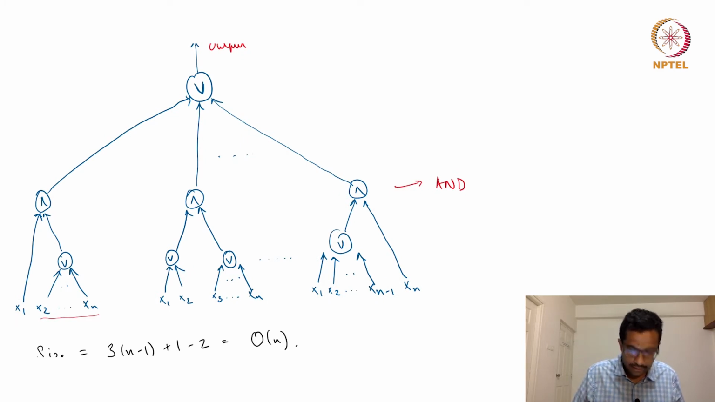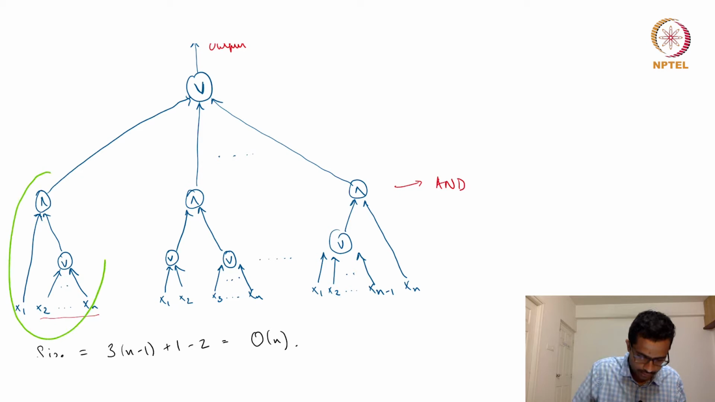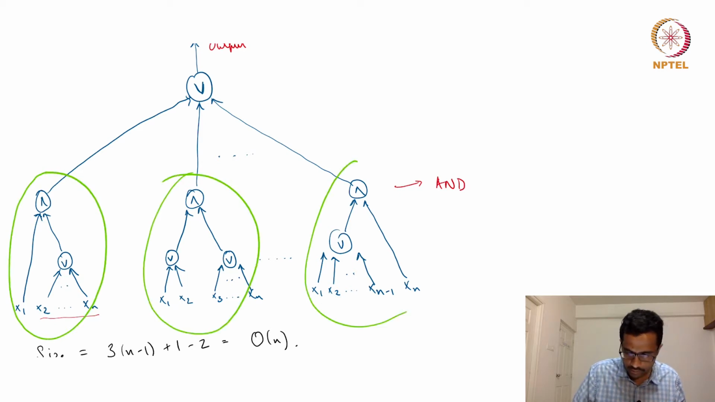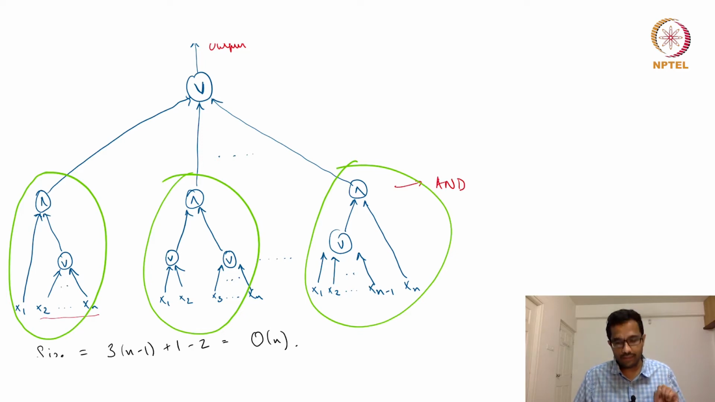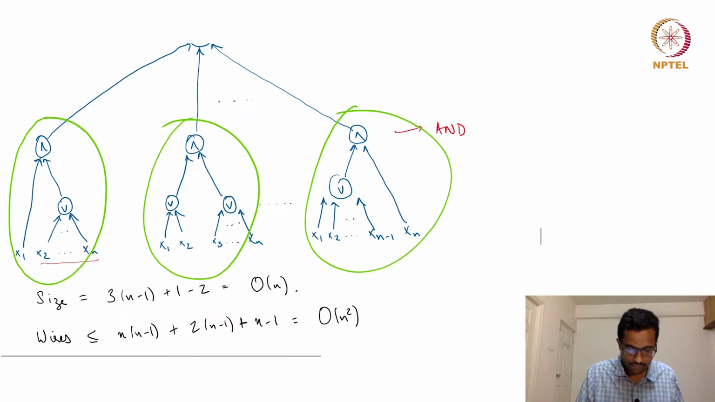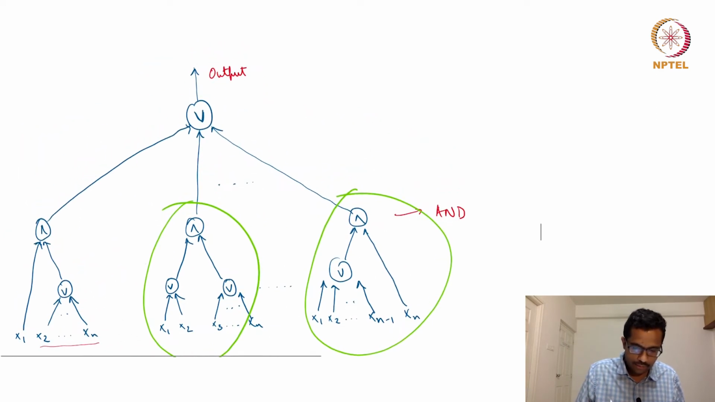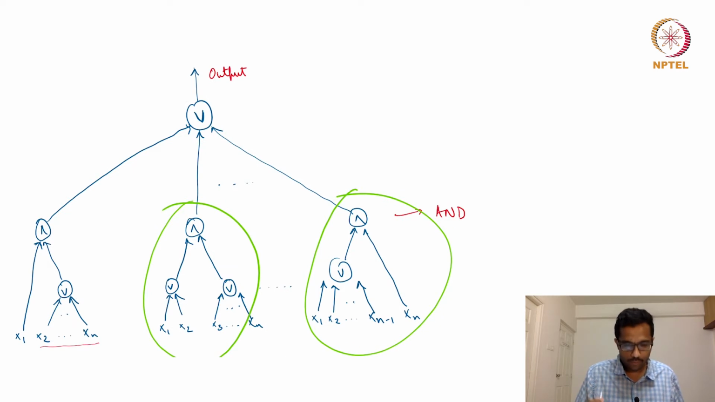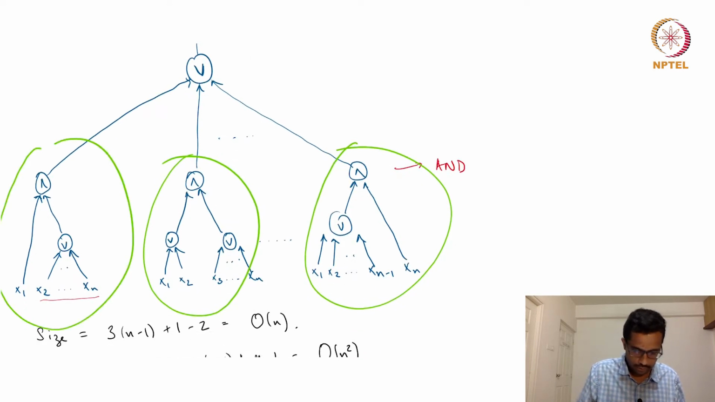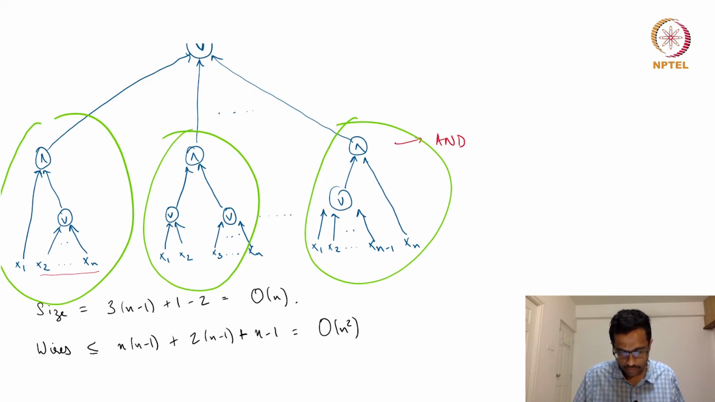There are n minus 1 possible partitions, right? For each of these partitions, in general, we have 3 gates, 2 OR and 1 AND. So that's why it is 3 times n minus 1, plus one top level gate, which is the output gate. So 3 times n minus 1 plus 1.